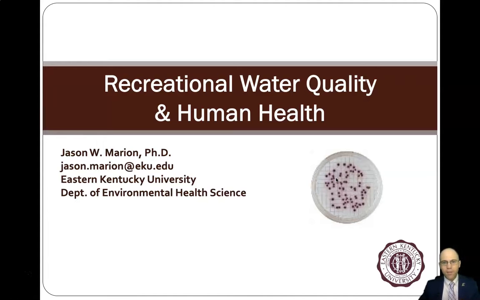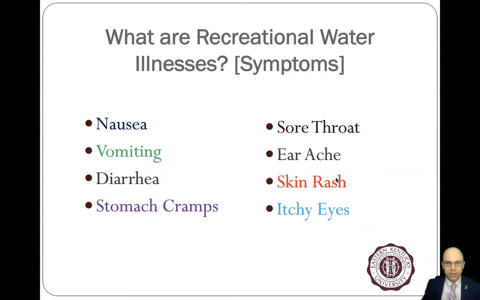So the first thing we got to talk about is what makes something a recreational water illness. Often recreational water illnesses occur when people get exposed to elevated levels of certain microbes in the water or elevated levels of certain chemicals in the water, or even coming off the water into the air. We might see nausea, upset stomach, vomiting, diarrhea, stomach cramps. Those are often from having ingested or been exposed to too many harmful microorganisms.